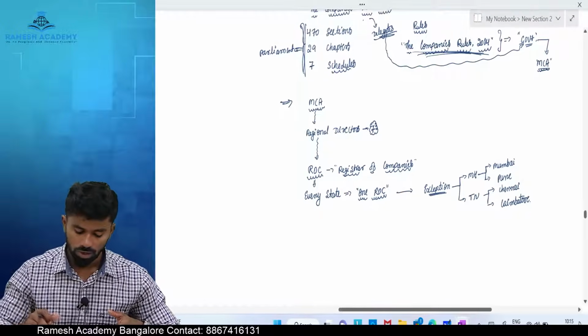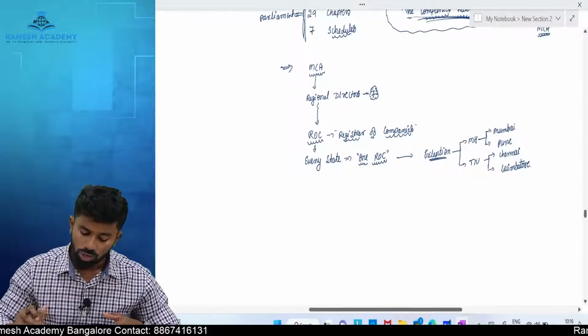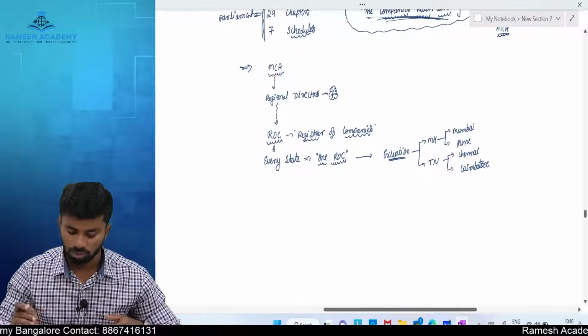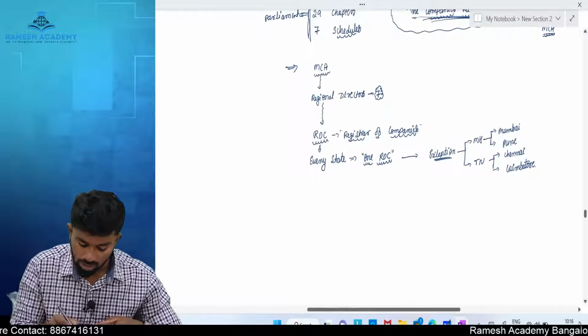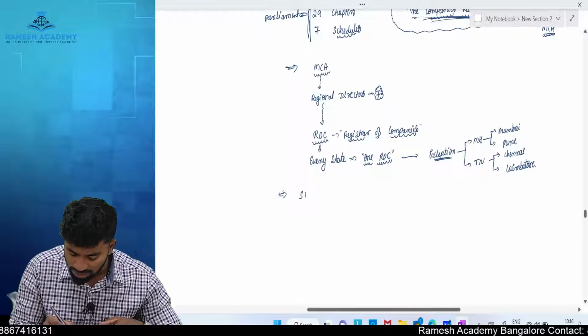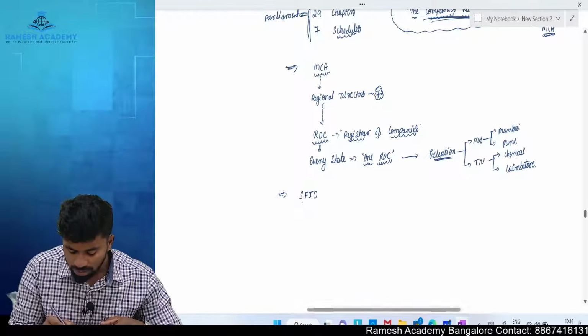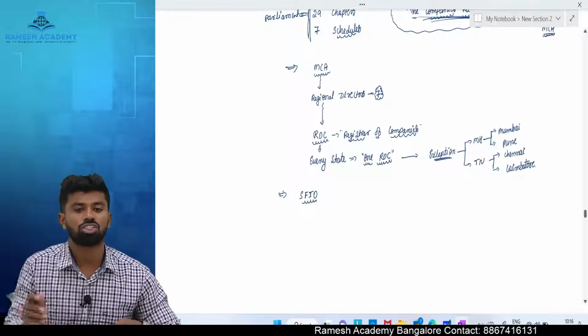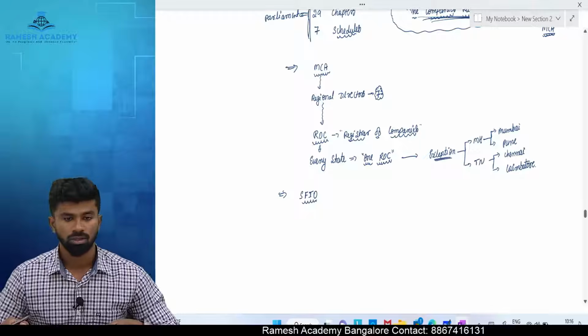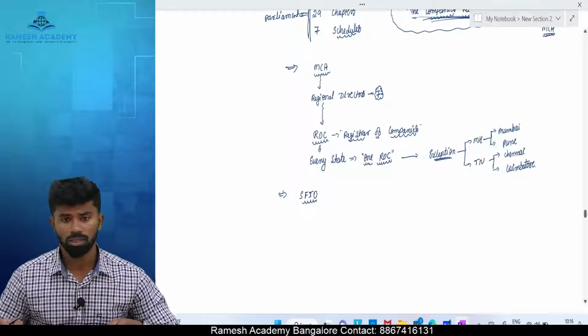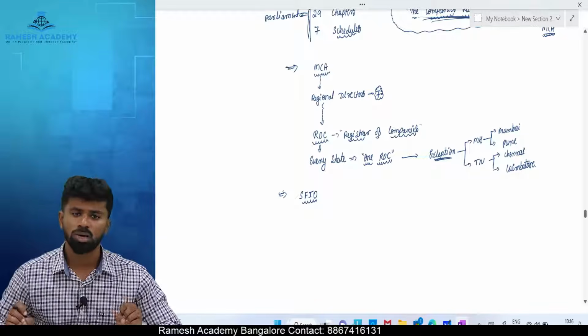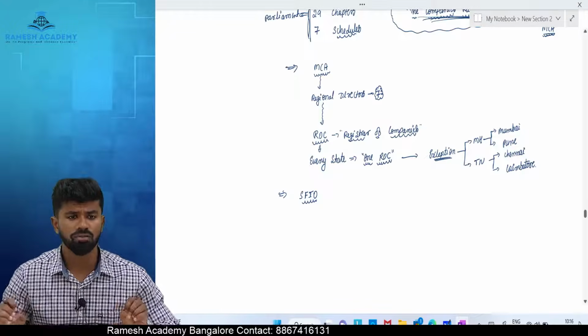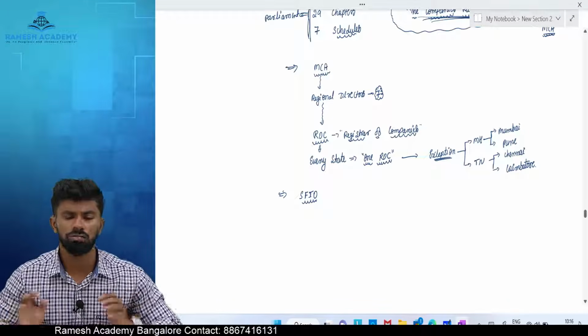Now, we also have some more departments in the government which deal with company matters. We have a department called SFIO. What is SFIO? Serious Fraud Investigation Office. If there are any frauds in the company, the investigation is done by the SFIO, the Serious Fraud Investigation Office.